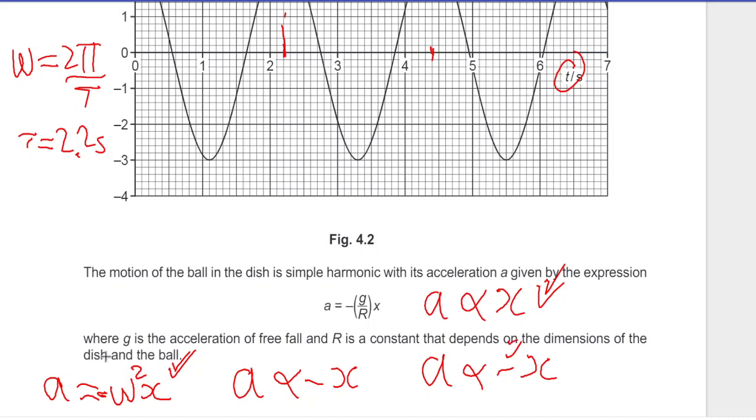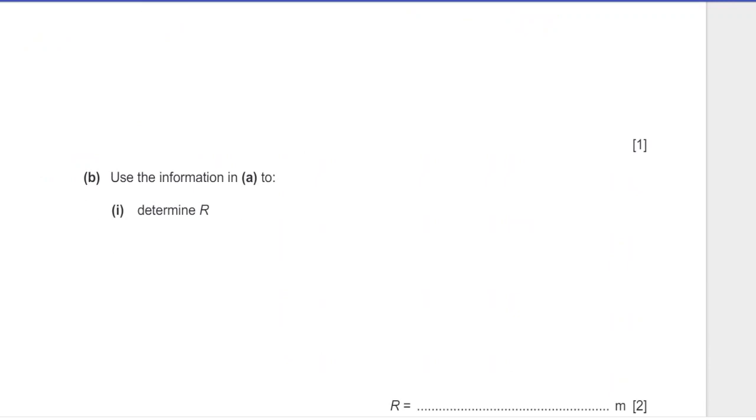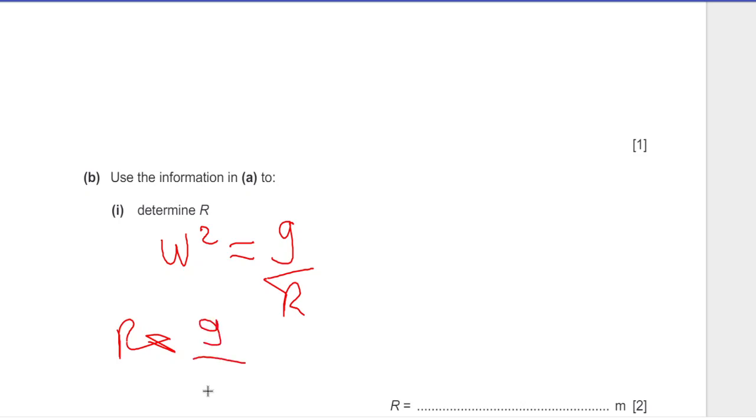So the solution now becomes a is equal to minus omega squared x, like that. In this case, our omega squared is analogous to g over r. So omega squared in this case is equal to g over our big R. So I'm going to take it down to where the question is. Right there, we said omega squared should equal g over r, which means, making r the subject, it's going to be equal to g over omega squared.